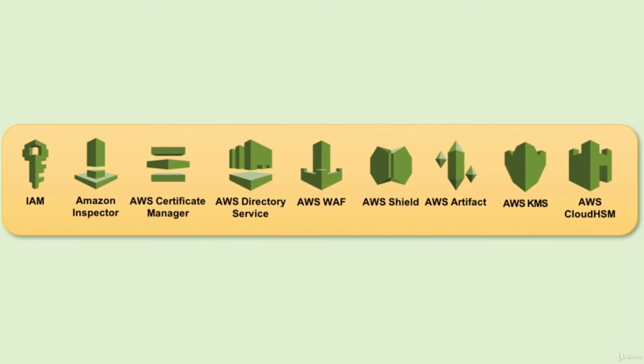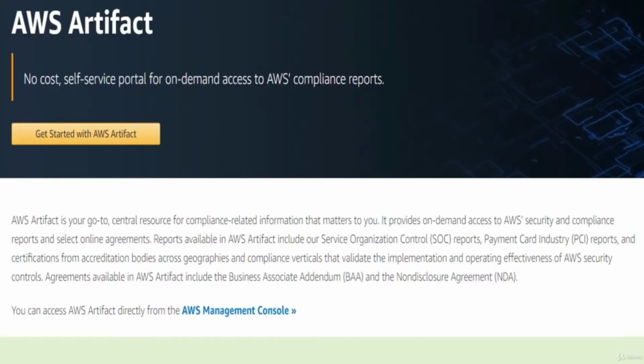Similarly, there are various services that go hand in hand for the same authentication, authorization, and security perspective. So let's start with AWS Artifact, which is a no-cost self-service portal for on-demand access to AWS compliance reports. Here you have access to the reports that you could create on demand for self-service for analyzing various perspectives of your services that are running there. You can generate a central resource for compliance related information that matters to you.